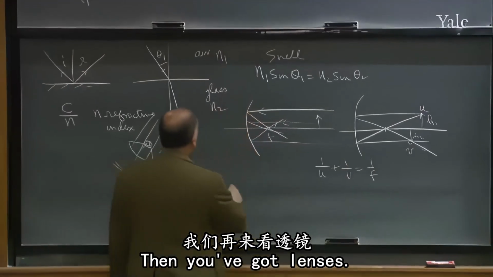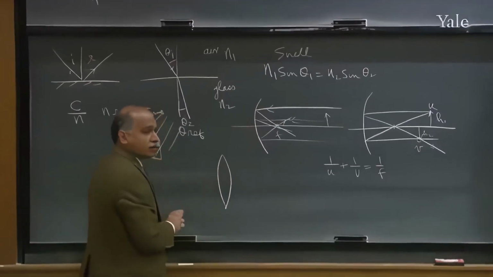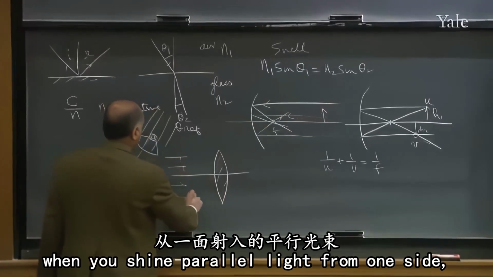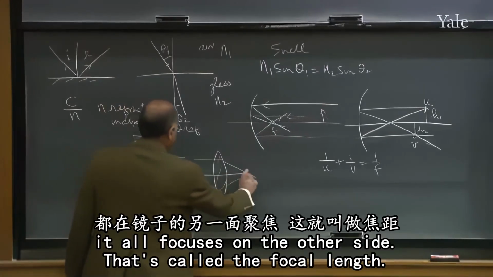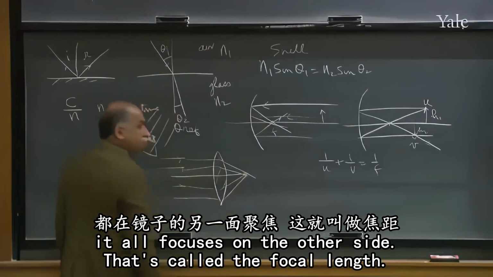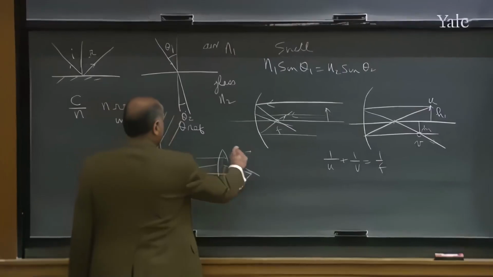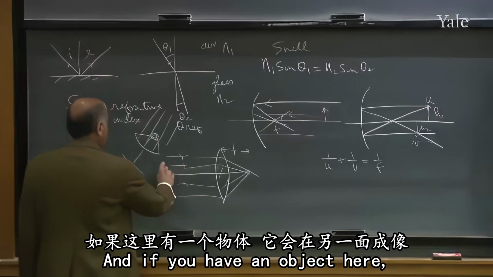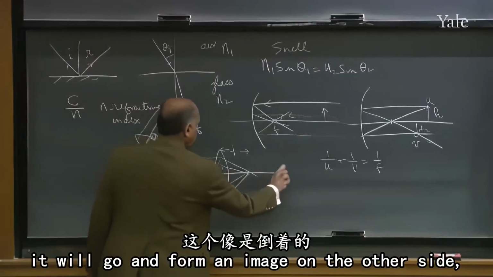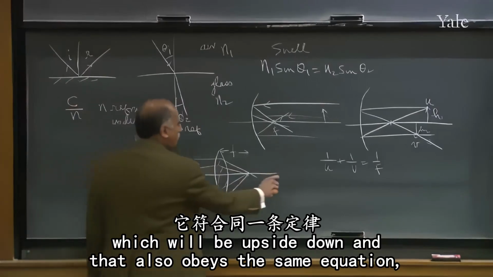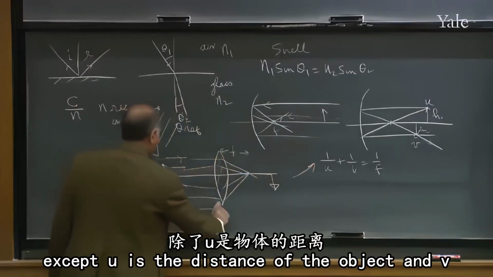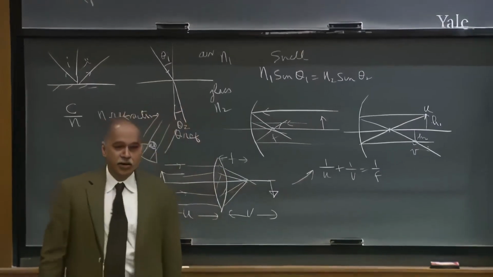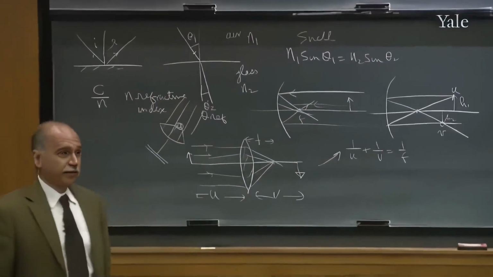Then you got lenses. This is a piece of glass, and it has the property that when you shine parallel light from one side, it all focuses on the other side. That's called the focal length. And if you have an object here, it'll form an image on the other side, which will be upside down. That also obeys the same equation, except u is the distance of the object, v is the distance of the image, and f is the focal length. So there's a whole bunch of things you learn. That's all I want you to know.